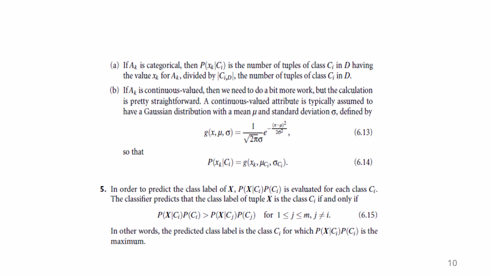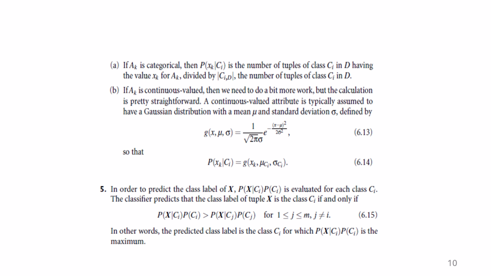If Ak is a continuous-valued attribute, then we need to do a bit more work, but the calculation is pretty straightforward. A continuous-valued attribute is typically assumed to have a Gaussian distribution with a mean mu and a standard deviation. It is defined in equations 6.13 and 6.14.